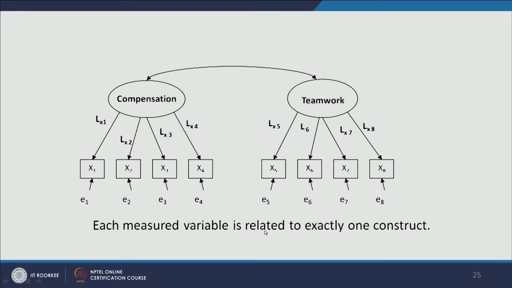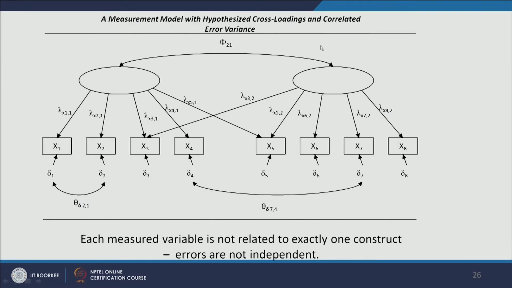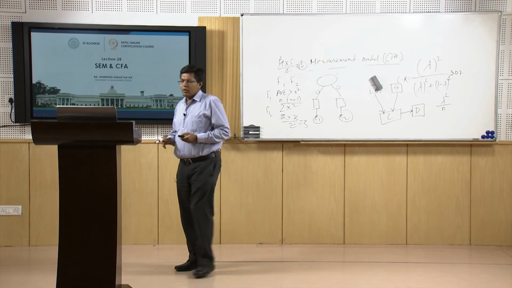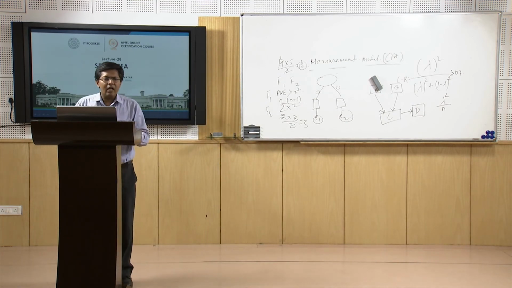Each measured variable is related to exactly one construct. So, no cross loadings, okay. This is a case of a cross loading, you see, this is a cross loading. I think this is clear, and here there is another cross loading. So this is not to be allowed, and in this case errors are not independent, which is wrong. One should not be trying to do it until and unless there is a serious requirement, right. One should avoid any kind of relationship between the error terms.